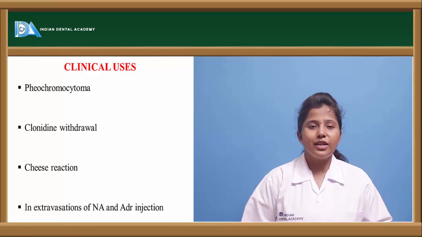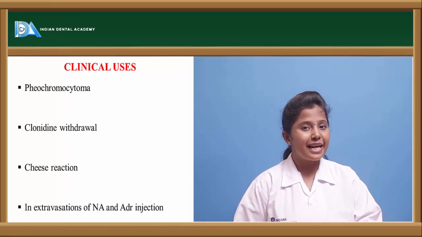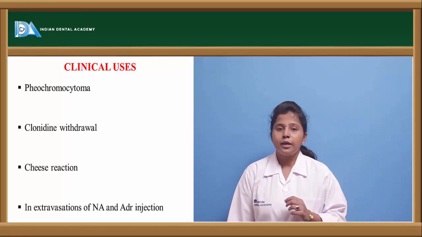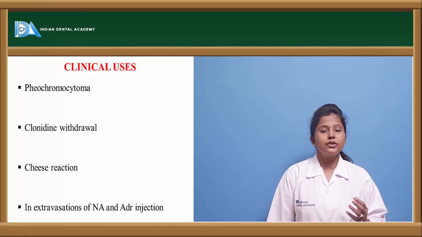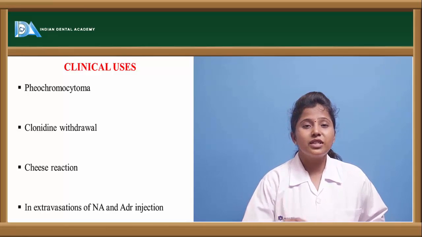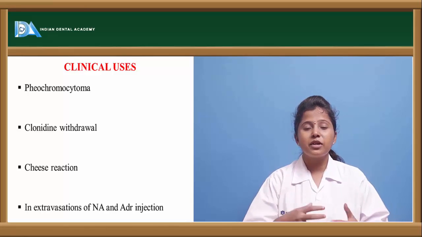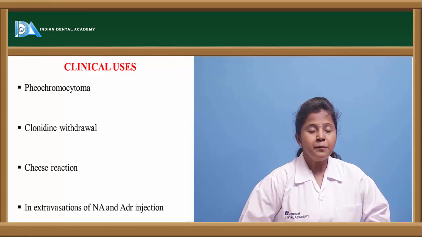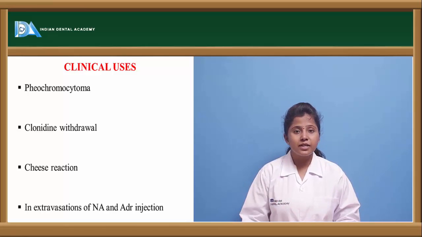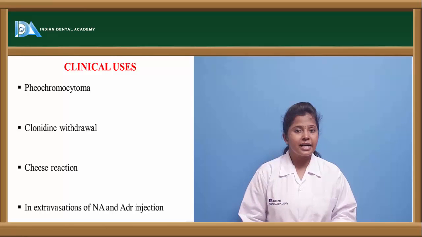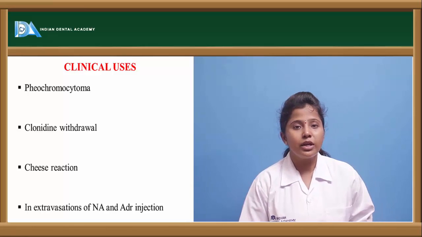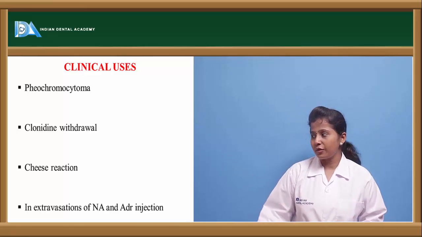Clinical uses. Any alpha adrenergic receptor antagonist has the common clinical uses of pheochromocytoma and clonidine withdrawal. Clonidine is also an adrenergic agonist, a drug. If a person stops taking clonidine, it leads to withdrawal syndrome. It shows symptoms like nervousness, severe headache, and confusion. To treat clonidine withdrawal syndrome, phentolamine is recommended.